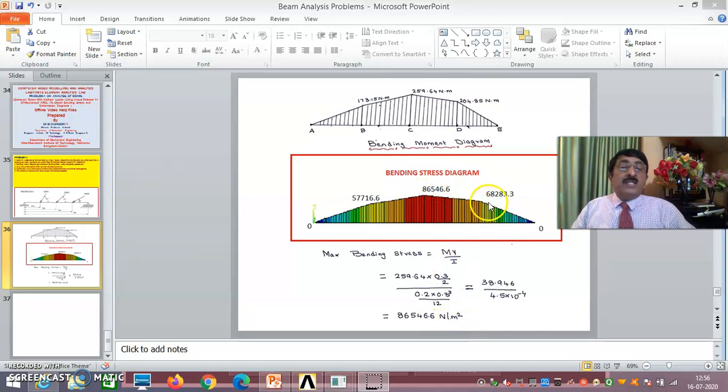If you want bending stress at this point, same way, in place of 259.64, apply 204.85 here. Do the same calculations. You get 68,283.3. And if you want bending stress at this point, what do you do? In place of 259.64, you substitute 173.15 here and do it in the same way, you get 57,716.6 Newton per meter square. This is the bending stress diagram that you can do theoretically. Anyway, we'll verify it using Ansys answers.